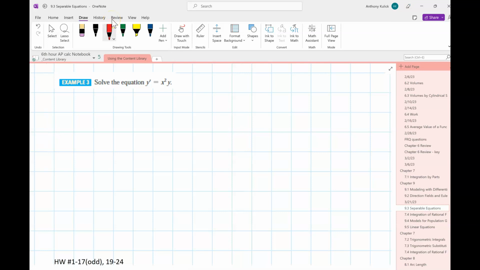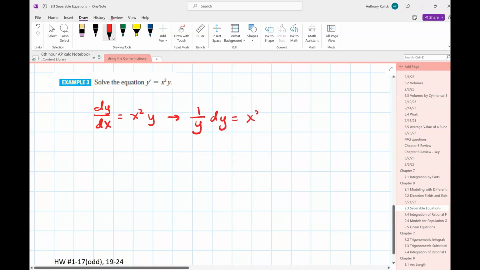we have y prime is equal to x squared y. Here I would do one thing before I get started. I would rewrite y prime as dy dx. Important we do that since we're going to be separating variables. So I'll divide both sides by y and then multiply both sides by dx.